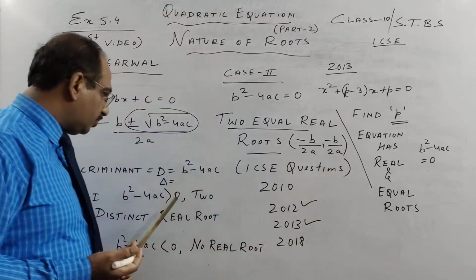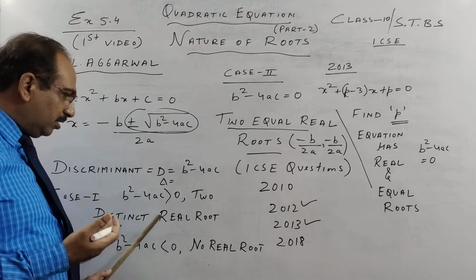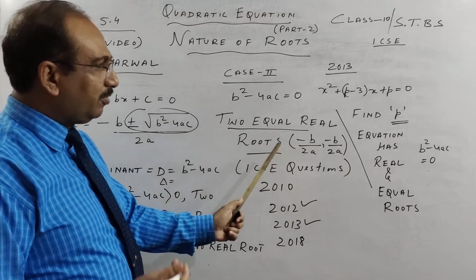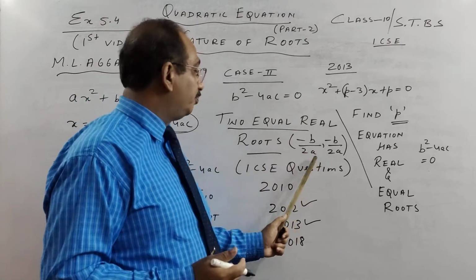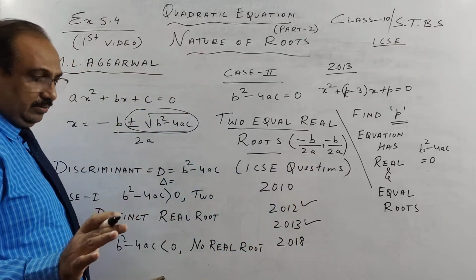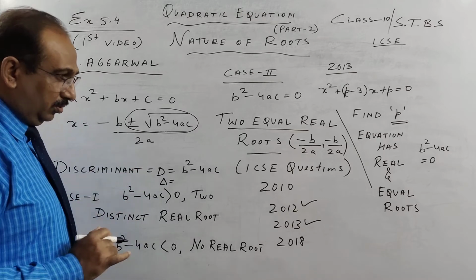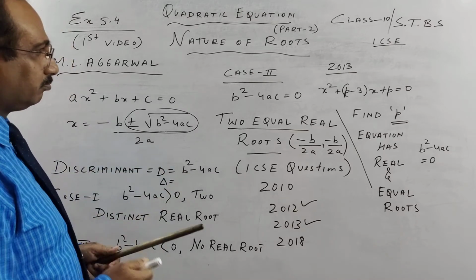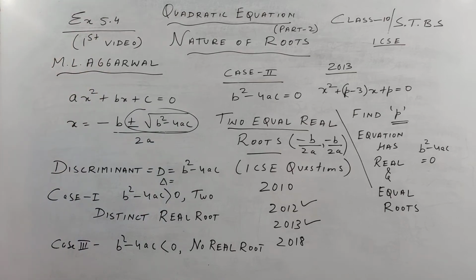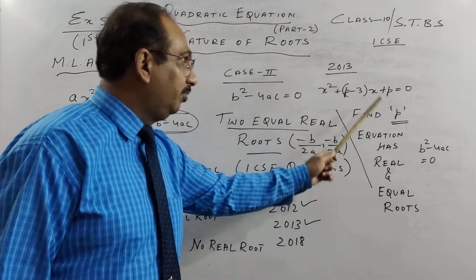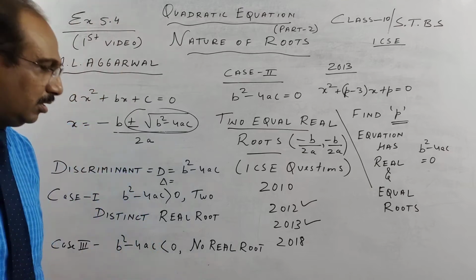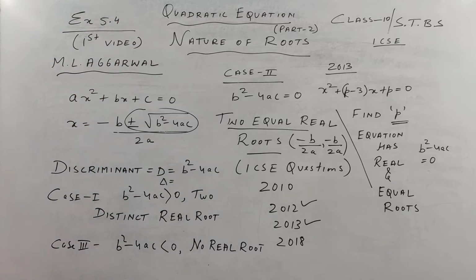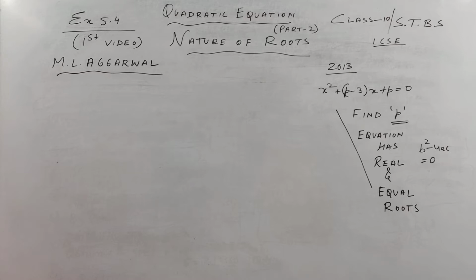You see, in part 1 we used to get two distinct, different real roots. Here we will get two roots which are the same. Case 3 we are not dealing with, children. That you will do in class 11. So kindly pause the video and copy whatever is there on the whiteboard. Then I'm going to solve 2013 for you and I will verify the same for you. So here we go and solve.